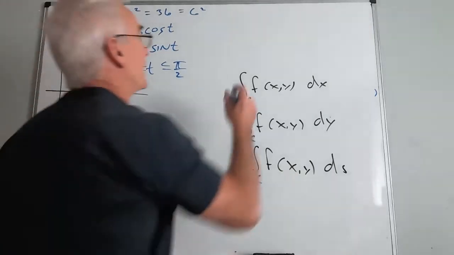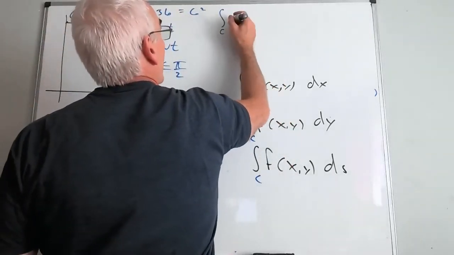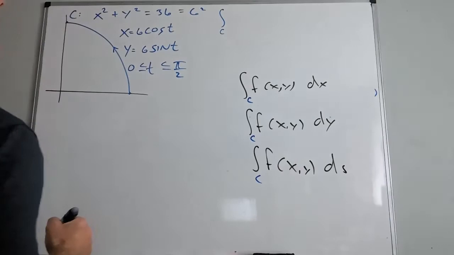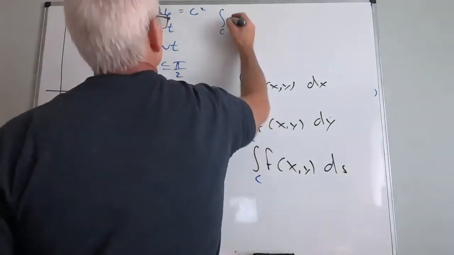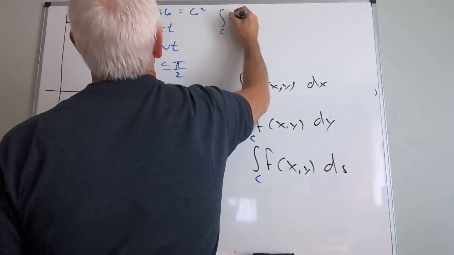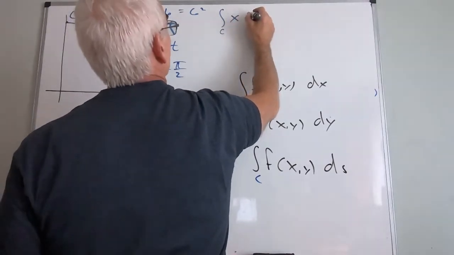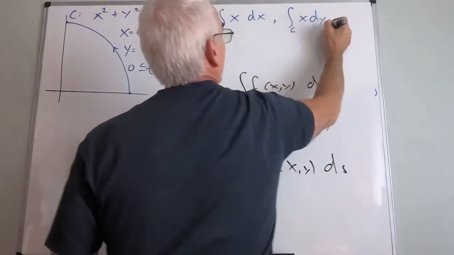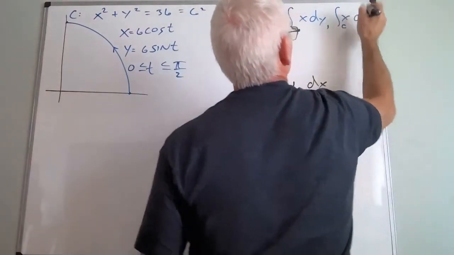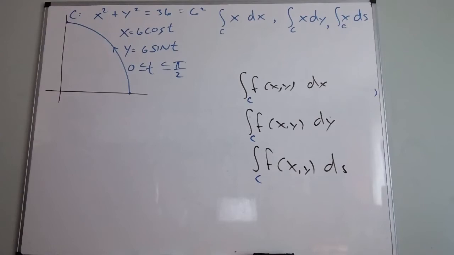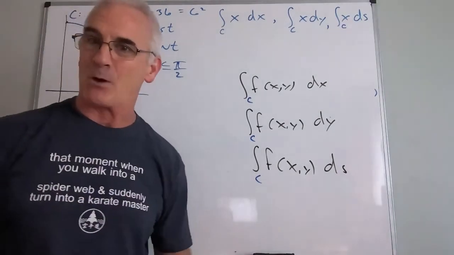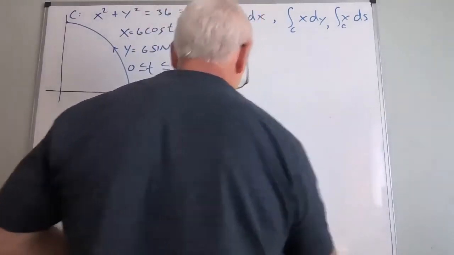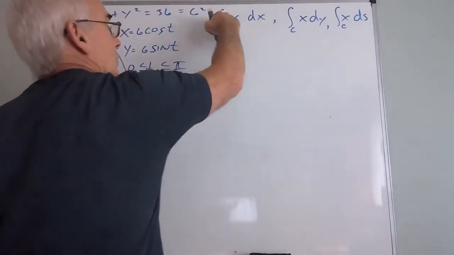So now here's what I want to find. I want to find each of the following. Let's keep the integrand really simple. I don't want it to be complicated. How about just x dx, x dy, and x ds. How's that? I want to do these three integrals. I could have picked any integrand. I want it to be something really small and simple. We're going to do three different problems, and I don't expect to get the same answer. So let's do this one first.